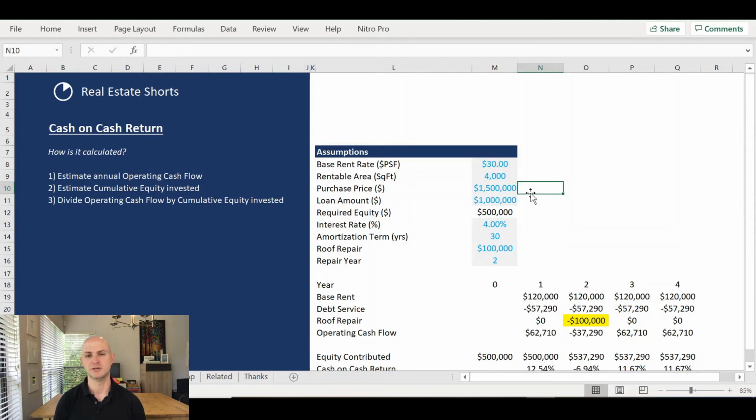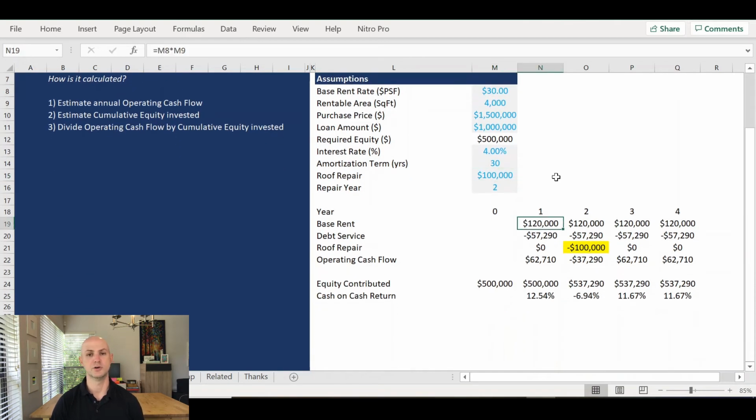The next assumption is, what are you going to have to contribute for equity? So if you can purchase the property for $1.5 million, but you borrow $1 million, your equity requirement is the difference between the two, the $500,000. We also have some loan information here so that we can help define what that debt service amount will be. So let's look at these cash flows through time. In year one, we have $120,000 worth of income, and we have $57,000, almost $300 worth of annual debt service. That's based on the amount that we've borrowed relative to the loan terms, the 4% and 30-year amortization.